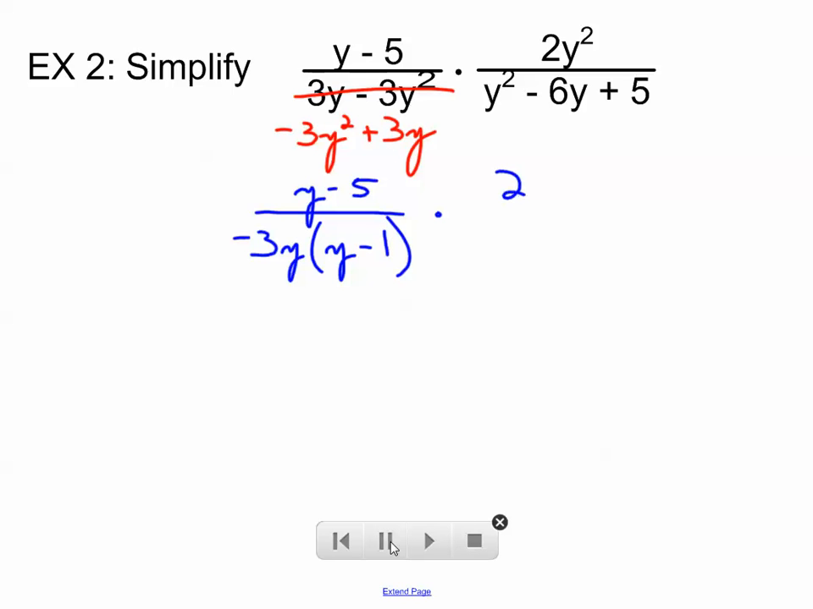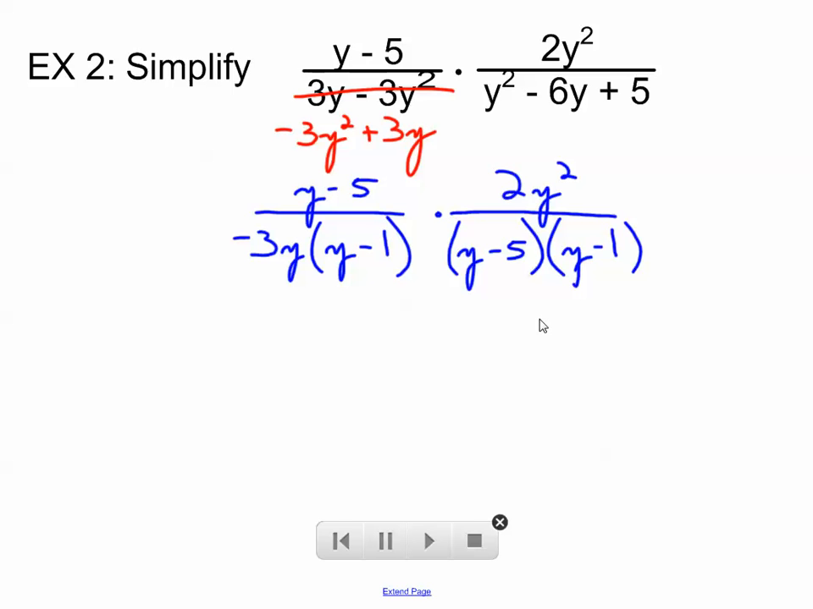On the second fraction, not going to do anything with the top, but on the bottom, I'm going to factor that trinomial, make it y minus 5 and y minus 1. Y minus 5 times y minus 1 equals y squared minus 6y plus 5. Remember, when the lead coefficient is 1, you're looking for factors of 5 that add up to negative 6. Negative 5 times negative 1 is positive 5. Negative 5 plus negative 1 is negative 6.